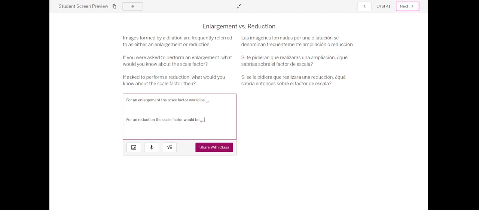Okay, so notice we're just trying to home in on the fact that we want you to understand the difference between a growth scale factor and a decay scale factor, and one that would keep it congruent, the same.